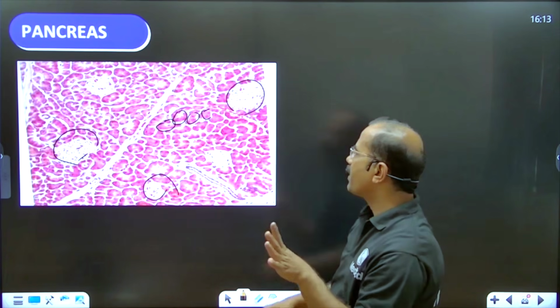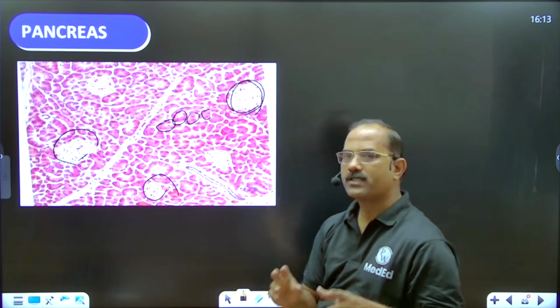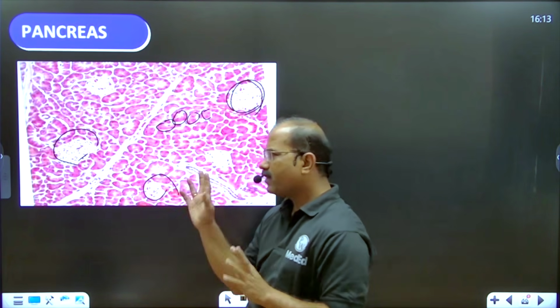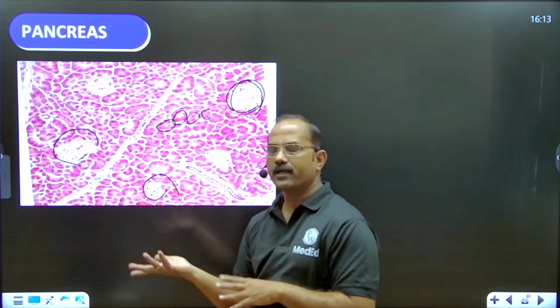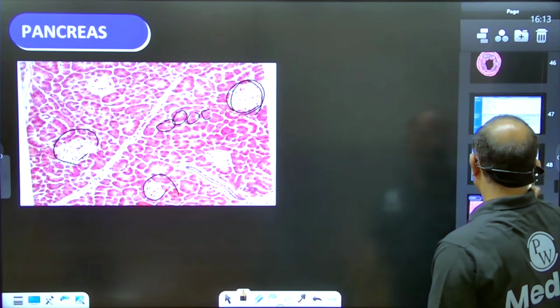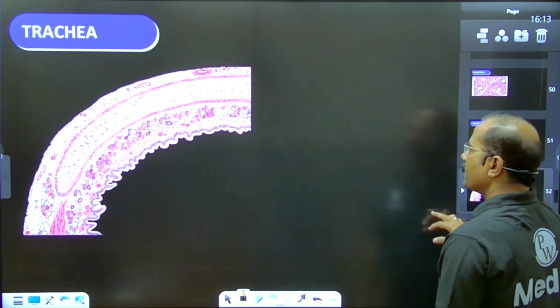The endocrine part of the pancreas are the islets of Langerhans. Then you will be getting ducts here. You'll be getting centroacinar cells here. Centroacinar cells. Okay, that's about the pancreas.